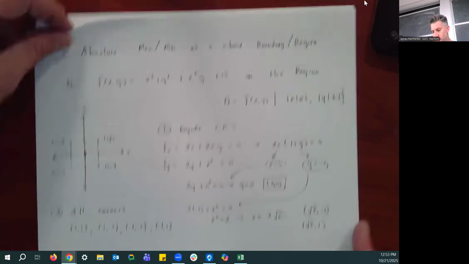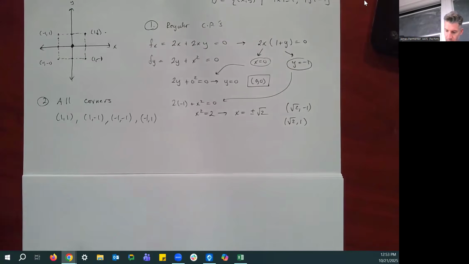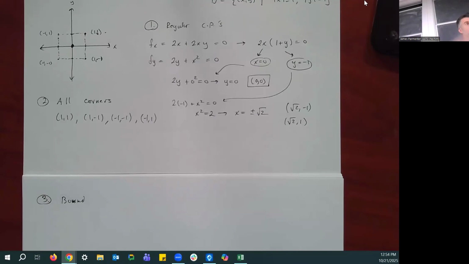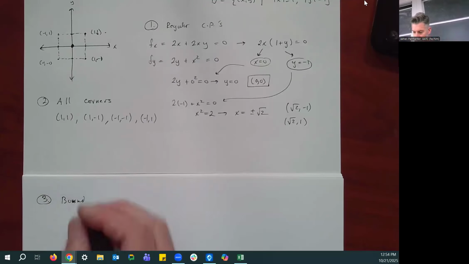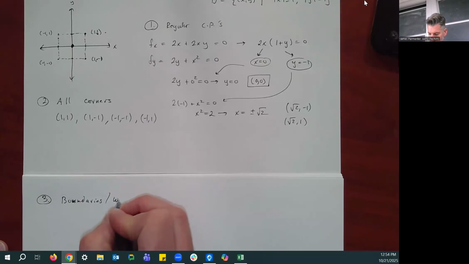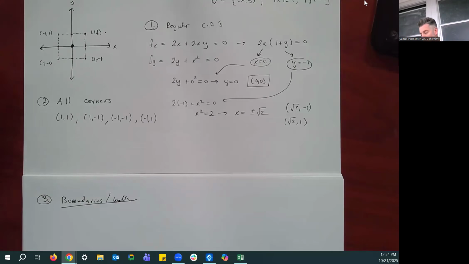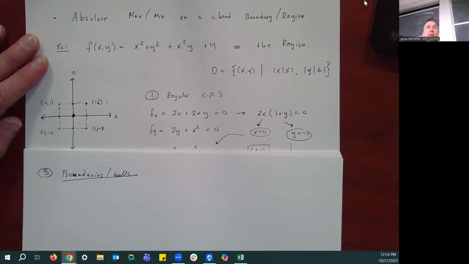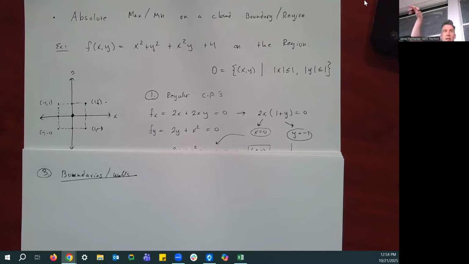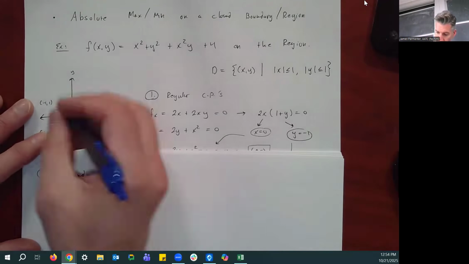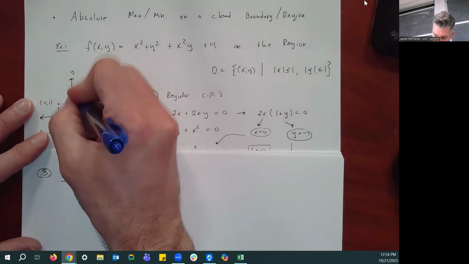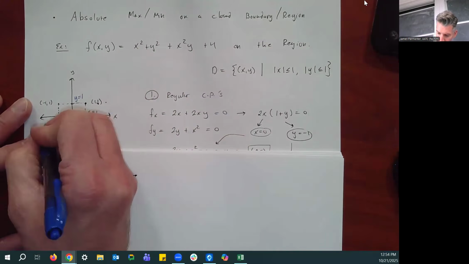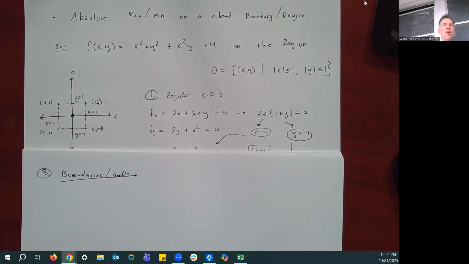And thirdly, the hard part. The boundaries, or sometimes we call them the walls because we're thinking of them as like the walls of your house where you could have a maximum or a minimum. So for the boundaries slash walls, you actually have to find the equation of each boundary. Now, when they're vertical and horizontal lines like this, they're real easy. The equation of this top boundary is y equal to 1. And the bottom boundary is y equal to -1. And the right boundary is x equal to 1. And the left boundary is x equal to -1.